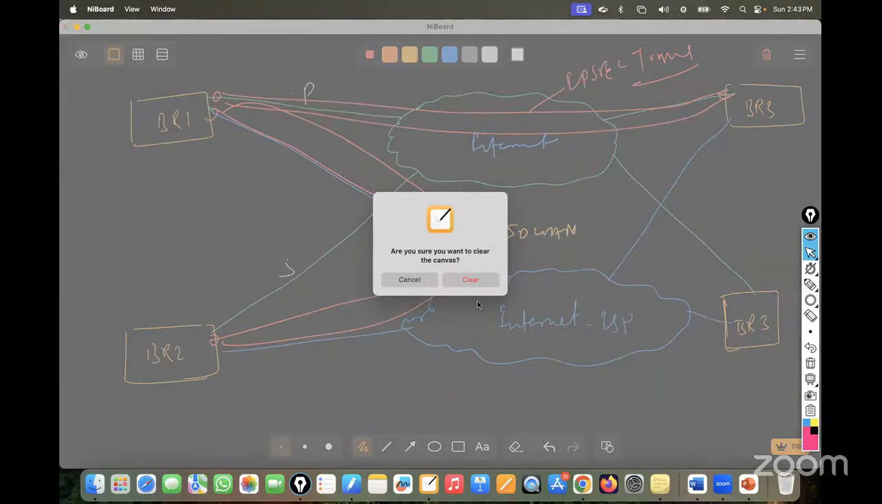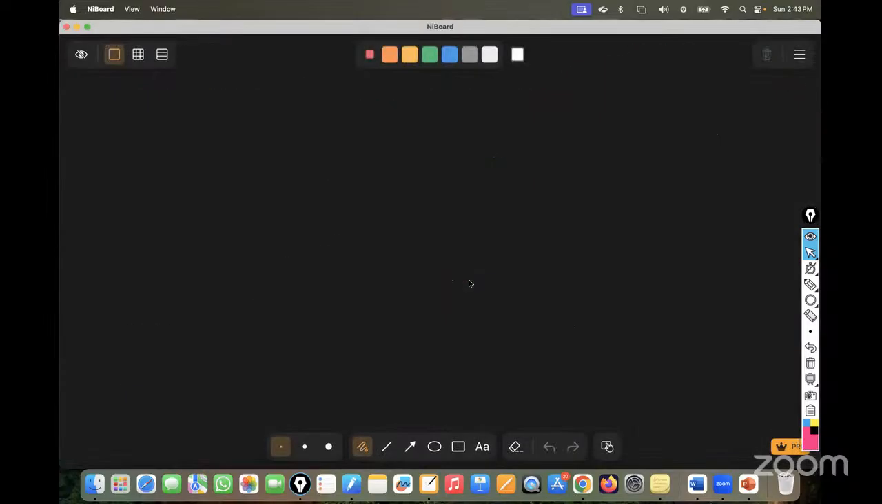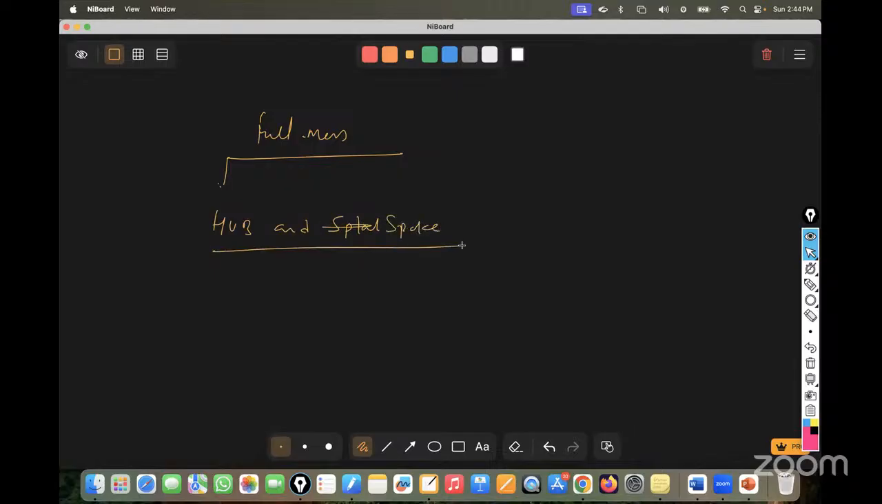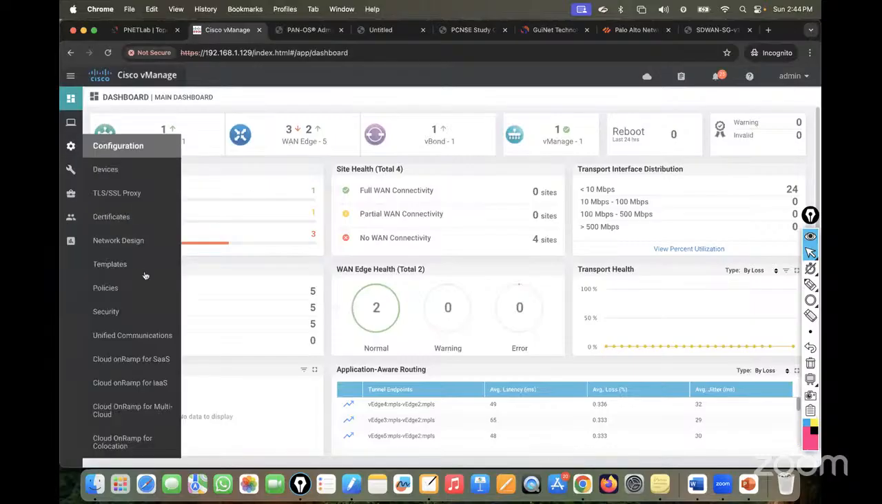But in SD-WAN, it's not like you always have to work with the full mesh. I'll define the policy. The full mesh is going to be there, but we can make the topology hub and spoke as well, with the help of policy. And there are a lot of policies. Let me show you the ones I created for the previous batches, so we can use them.